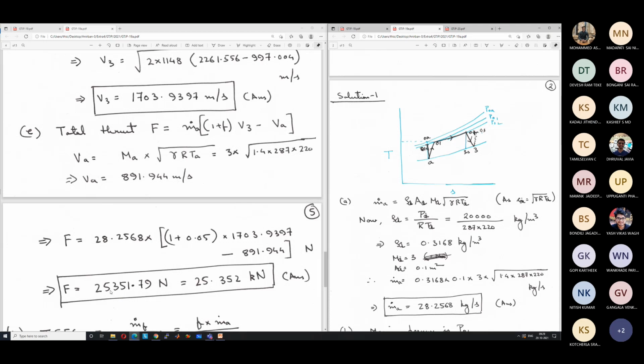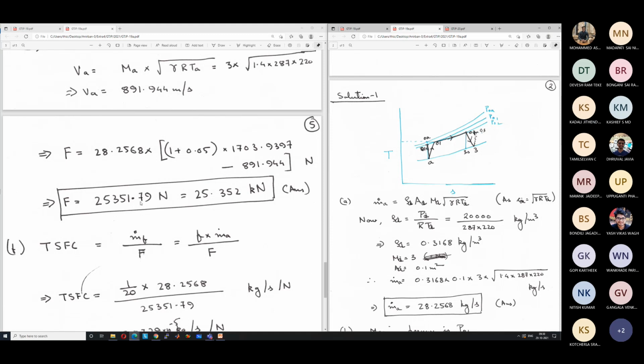If you want to find the specific thrust, you have to divide this by the mass flow rate, or if you did not multiply here by the mass flow rate, you will get the specific thrust. So in this case, specific thrust will be somewhere around 900 something Newton per kg per second, once you divide this by 28.25.